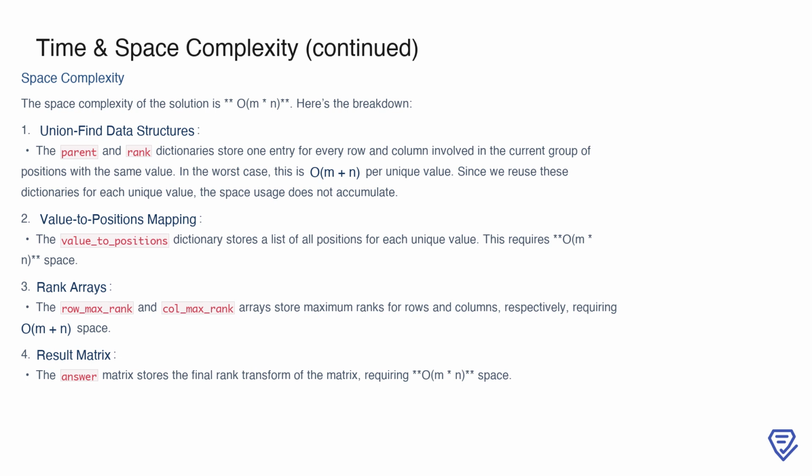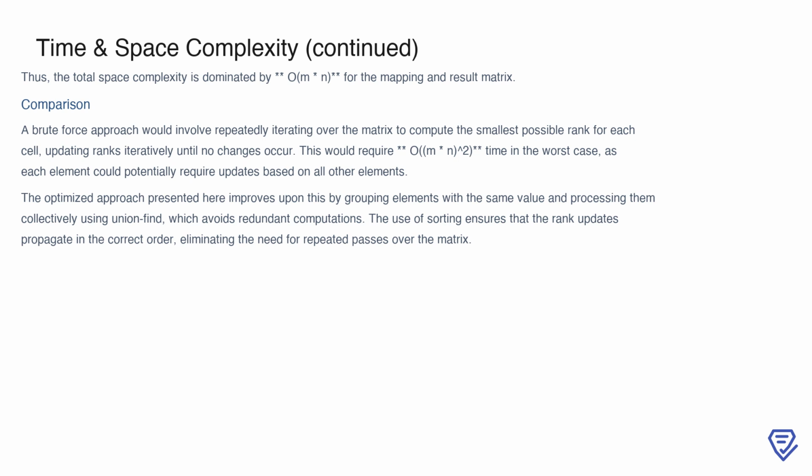Next, the value to positions mapping stores a list of all positions for each unique value in the matrix. This requires O(M * N) space because it directly corresponds to the total number of elements in the matrix. Additionally, the row_max_rank and col_max_rank arrays store the maximum ranks for each row and column, respectively, requiring O(M + N) space. Finally, the result matrix, which stores the final rank transform, uses O(M * N) space. These components together dominate the space complexity, which is linear in the size of the matrix. The total space complexity is dominated by the O(M * N) required for the mapping and the result matrix.